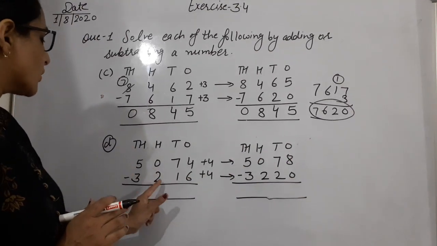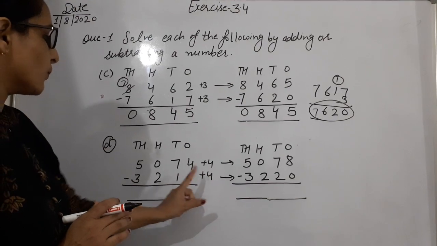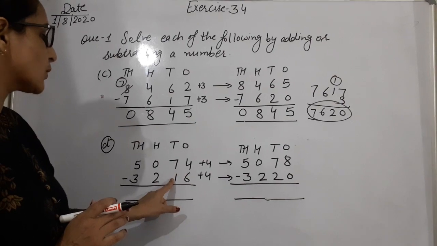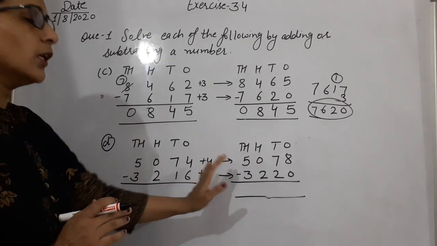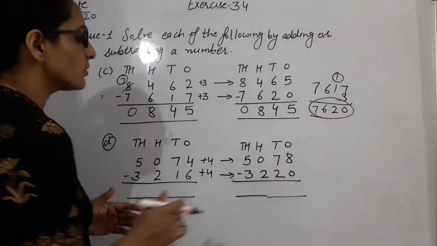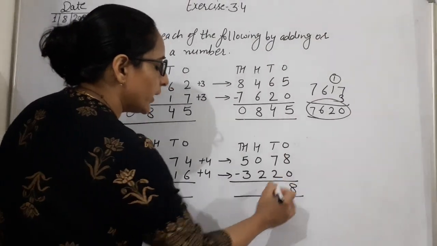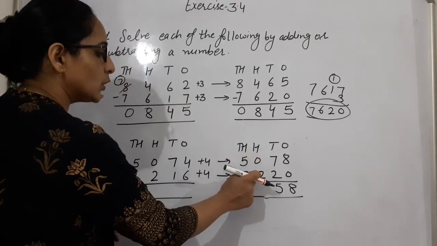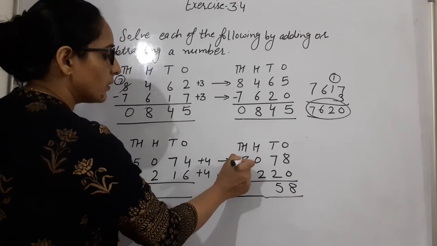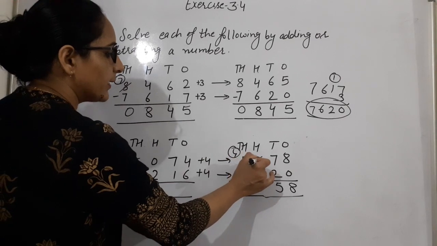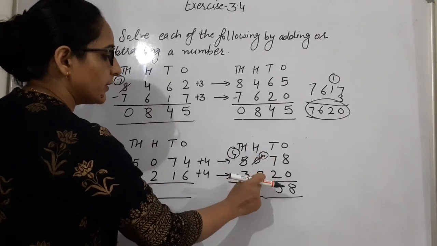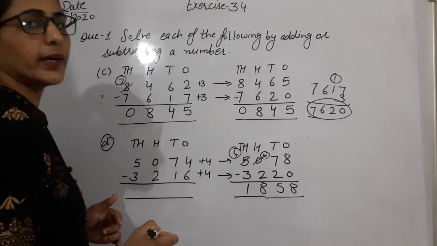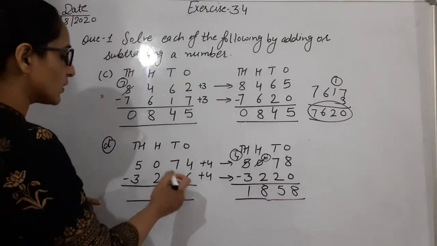Now 3216 plus 4. 6 plus 4 equal to 10. 1 carry. 1 plus 1 equal to 2, and 32. Clear? Now do this one also. 8 minus 0 equal to 8. 7 minus 2 equal to 5. Now here is 0, here is 2. So here 4 is remaining and here is 10. 10 minus 2 equal to 8 and 4 minus 3 equal to 1. Clear?